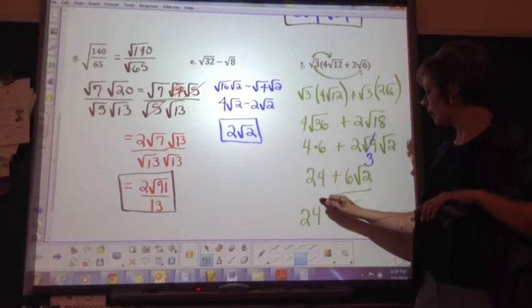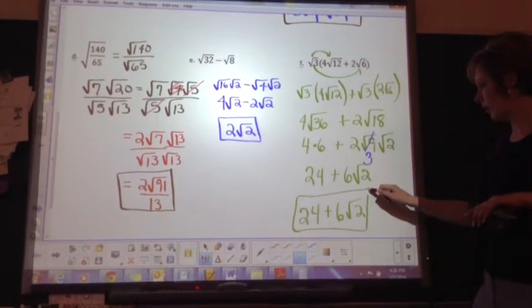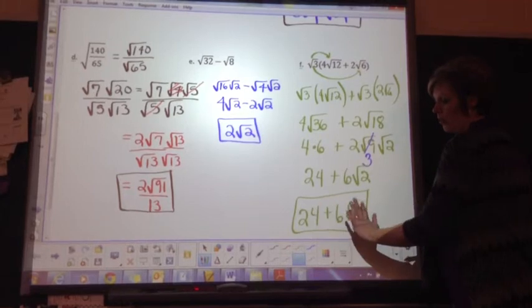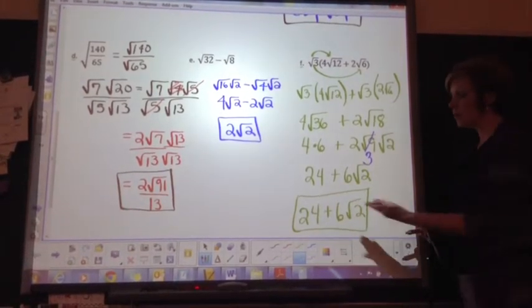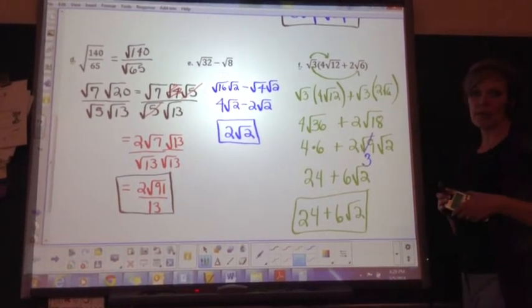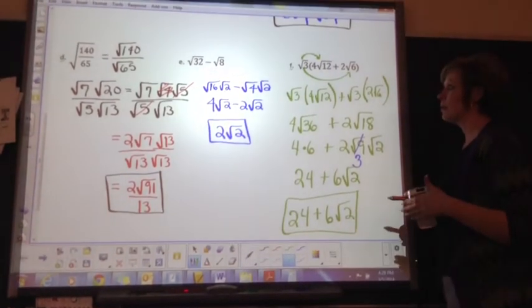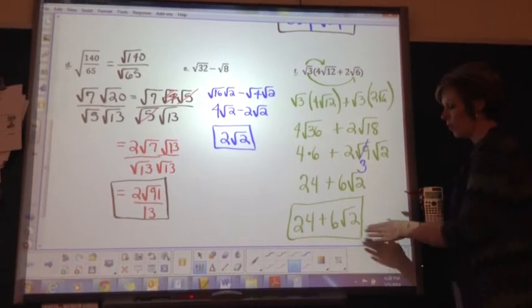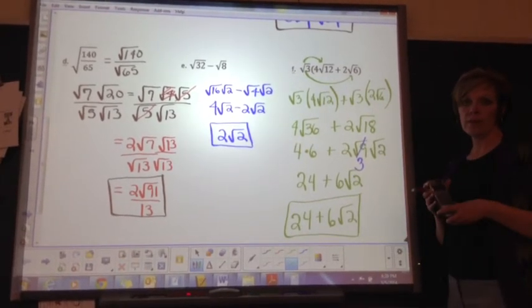Now remember, this radical is very similar to a variable, okay? If I don't have the same radical on both terms, I can't combine them. So this is as simplified as my answer is going to get, okay? So if you were asked to simplify radicals, leaving your answer in simplest radical form, that's perfect. That would be acceptable, okay?